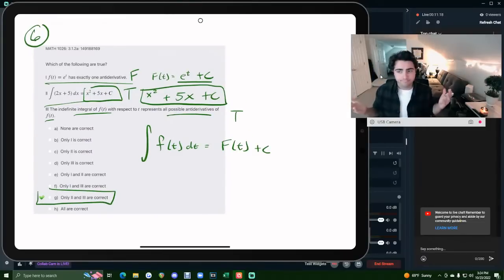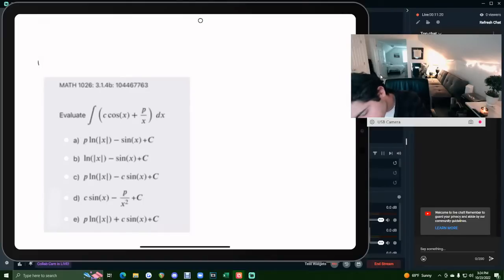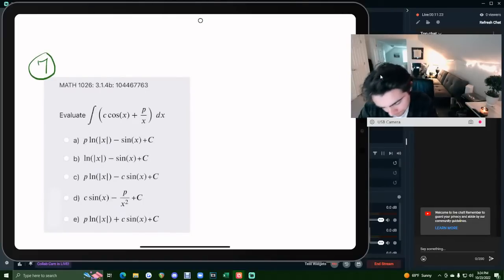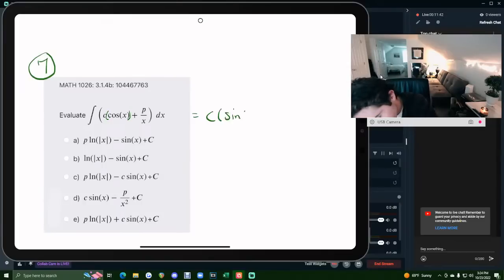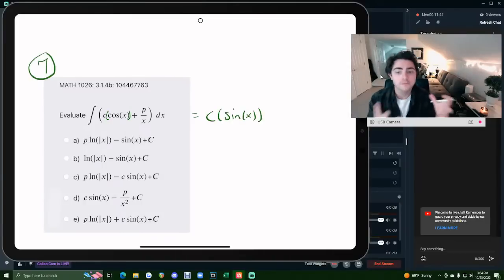And that's it. Let's keep rolling. Number 7. Get a little crazier. They say evaluate this indefinite integral. In other words, just find the antiderivative. Any of these constants, c and p, will just stay in our antiderivative. So we'll leave the c, and then we focus on what's the antiderivative of positive cosine. That should be positive sine, because the derivative of sine is cosine.